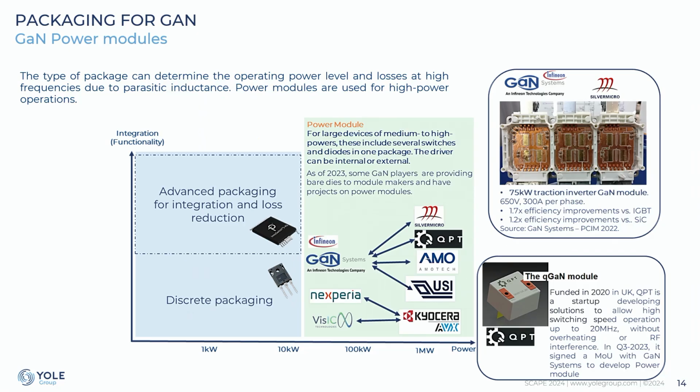So what's next for gallium nitride? Indeed, if you expect to go to higher power, so 50 kW, 100 kW and more, we need power modules. And indeed, we are seeing some collaborations and projects between gallium nitride device players and some module makers. Here I'm showing two examples with Infineon GaN Systems, with Silver Micro, for example. Here is an example of a 75 kilowatt gallium nitride traction inverter module.